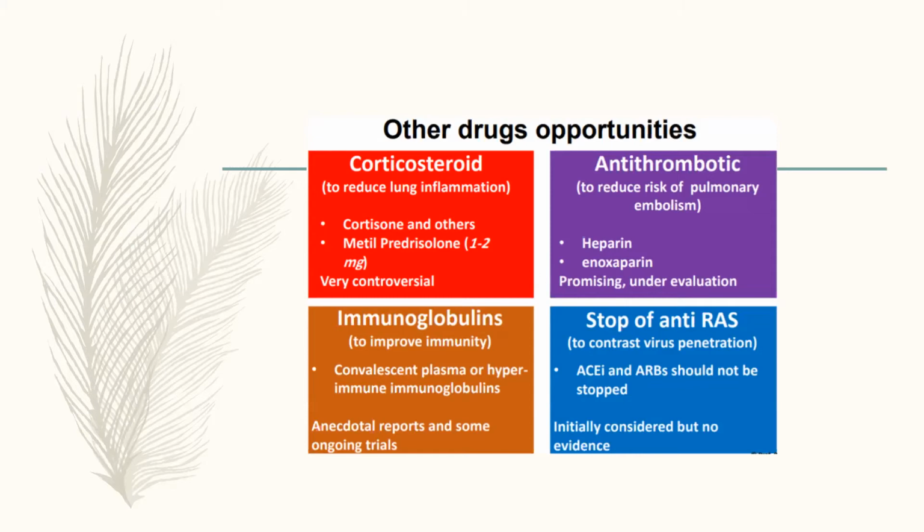We will talk later about which are FDA approved; all of these are not considered FDA approved. Immunoglobulin to improve immunity: convalescent plasma or hyperimmune immunoglobulin. Stopping anti-RAS to counter virus penetration, which means ACE inhibitors and ARB group, should not be stopped. Initially considered but no evidence. All of them have no evidence.